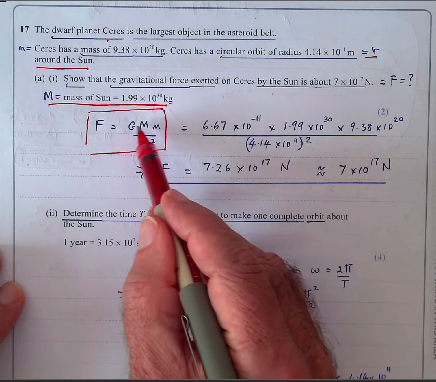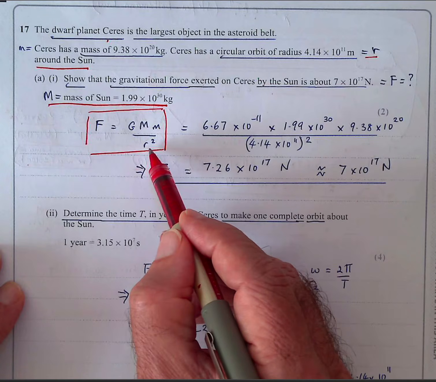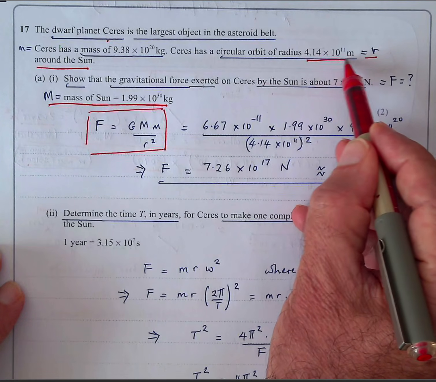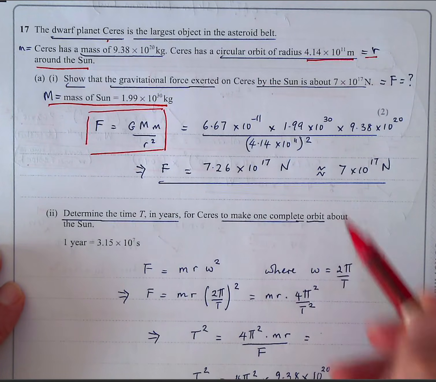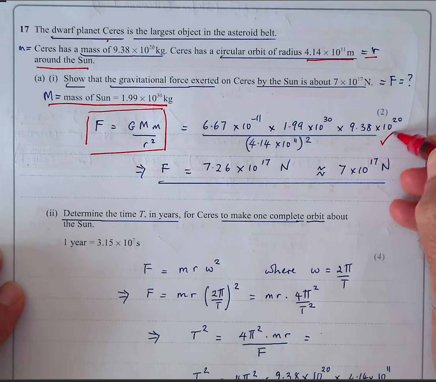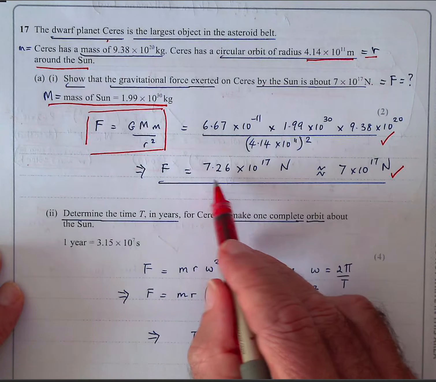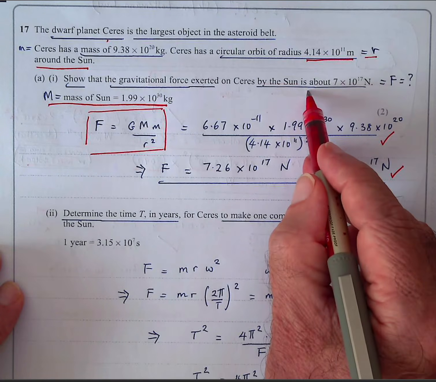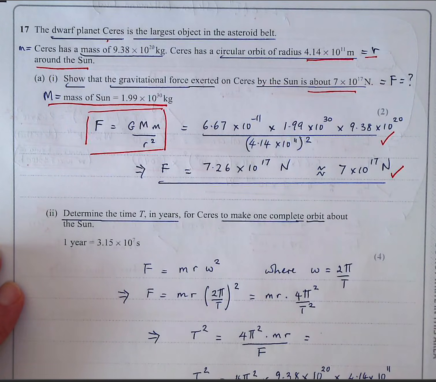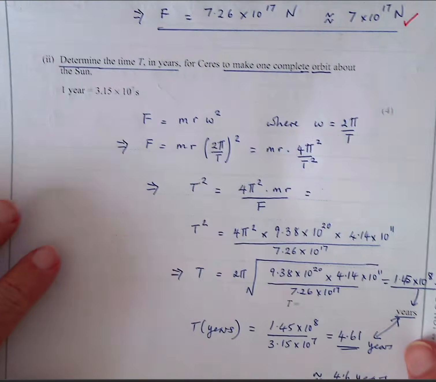So we know the two masses, G is a constant, and r is this. So we know all the values, you just plug in the numbers, and hey presto, you get your 2 marks, and it comes to 7.26, which is about 7.7 times 10 to the 17 newtons. Okay, so nice, easy 2 marks.